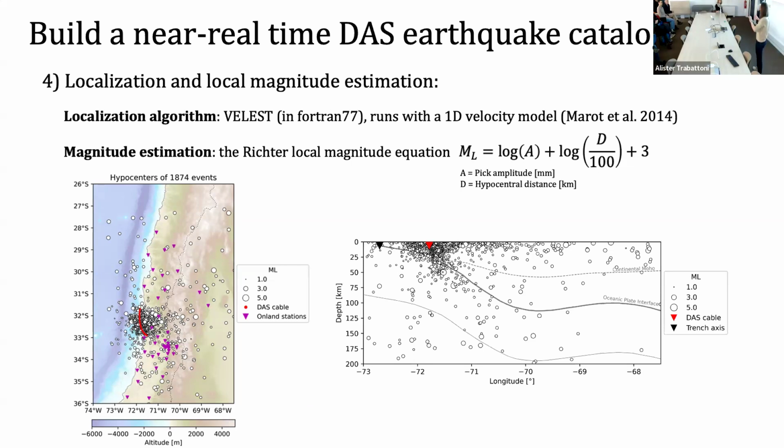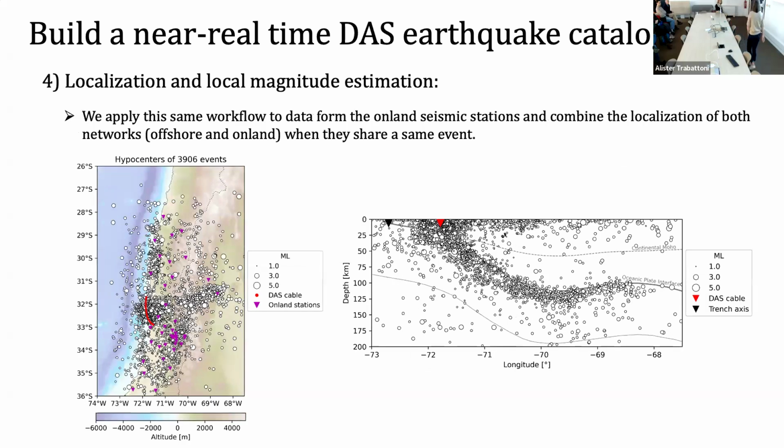So to better constrain the localization, we combine the DAS network with the on-land stations network. We applied the same routine on the on-land stations to make a catalog, and when we identified the events shared by both networks, we recomputed the localization and magnitude, and we have that now. So much more events and better localized. We see here clearly the slab of the subduction, but we also complete the online catalog with very small events next to the cable.